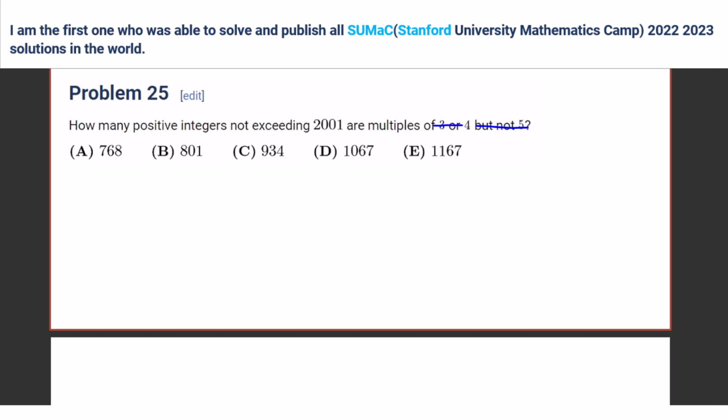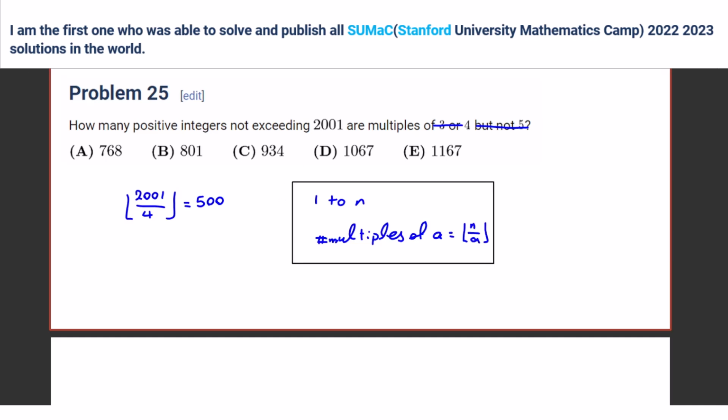500. Yes, 2001 divided by 4, and you should round down this, okay? So from 1 to n, the number of multiples of a is equal to floor of n over a, okay?